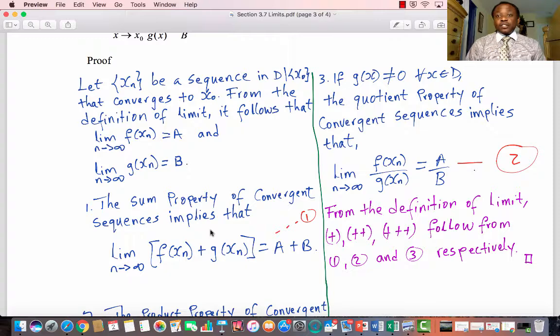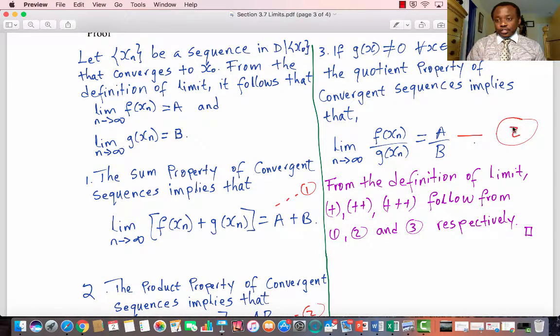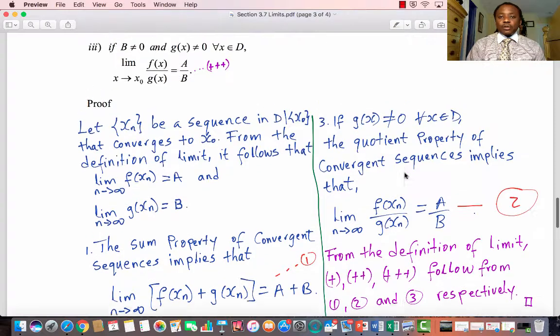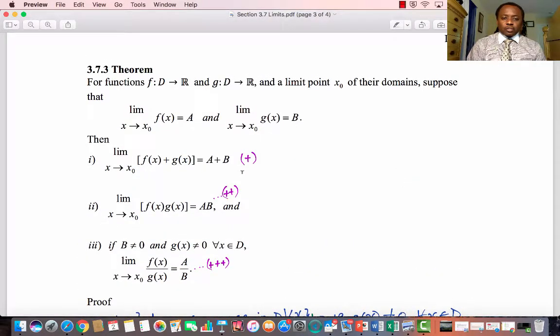And thirdly, if g of x is different from 0 for every x in D and b is also different from 0, then by the quotient limit theorem, or the quotient property, the limit as n approaches infinity of f of xn divided by g of xn is a divided by b, and call that equation 3. So you can change this to 3. So we have the first one, 1, 2, and this should be 3. From the definition of limit, the plus equations follow from 1 to 3, and therefore we can conclude that the equations plus, plus plus, and plus plus plus hold. Therefore, Theorem 3.7.3 is proved, and we are done.